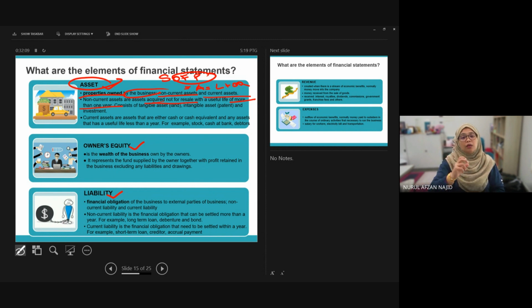Okay, another one is current asset. Current asset adalah berbeza dengan non-current asset tadi. Current asset adalah aset yang memang kita beli tu ataupun memang kita miliki aset tersebut untuk kita guna balik. Okay, so current asset are asset that either cash or cash equivalent and any asset that has a useful life less than a year. For example, stock, cash at bank, debtor.